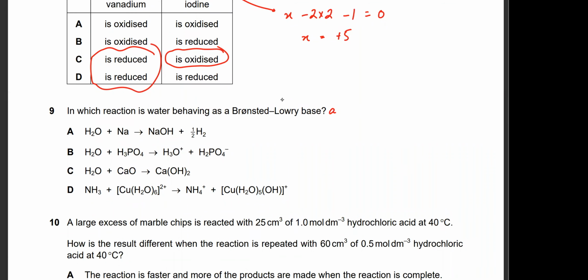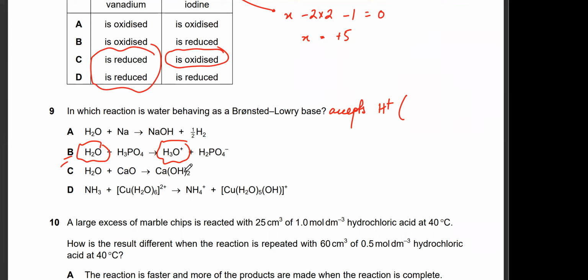अच्छा, in which reaction is water behaving as a base? Base accepts H plus one ions or produces OH ions. अच्छा, where is water accepting H plus one ions? In which reaction? B. Hmm? B. Okay, B can obviously, it's accepting H plus one ions. Okay, so it's going to be B. यहाँ पे everywhere else it's behaving as an acid.